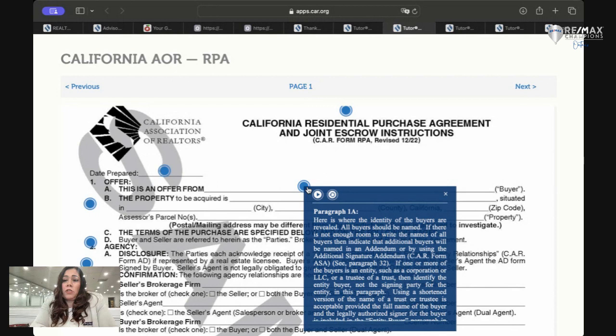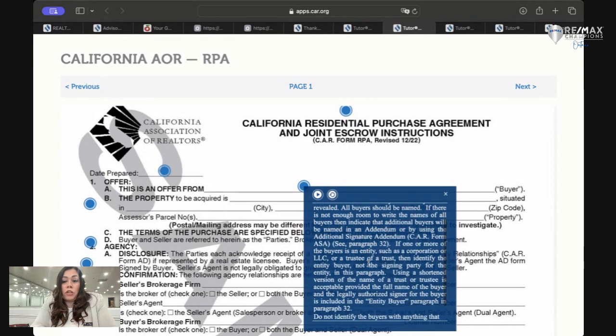And here is where the identity of the buyers is revealed, where this is an offer from. If there is not enough room to write the names of all buyers, then indicate that additional buyers will be named in the addendum, or by using the CAR form ASA, which is the additional signature addendum. And you can see that in paragraph 32.